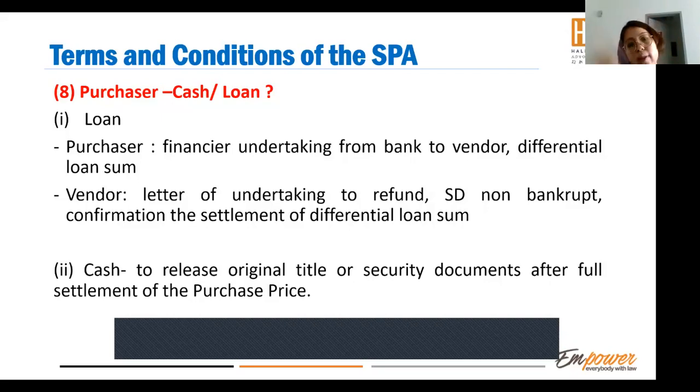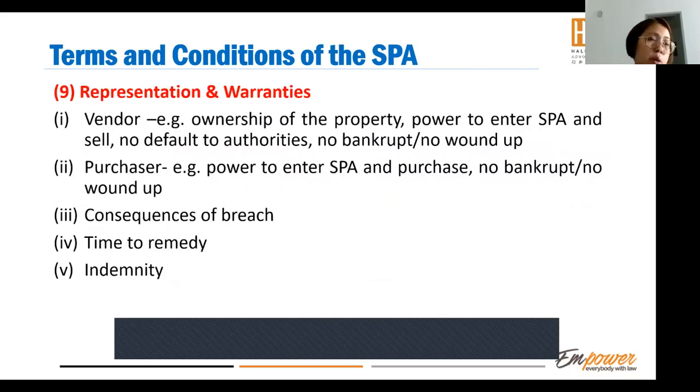Cash. If it's a cash purchaser, the most important thing is you need to ascertain when to release the original title and how to release. Normally this is after full settlement of the purchase price. Okay. Number 9 is about the representation and the warranties.